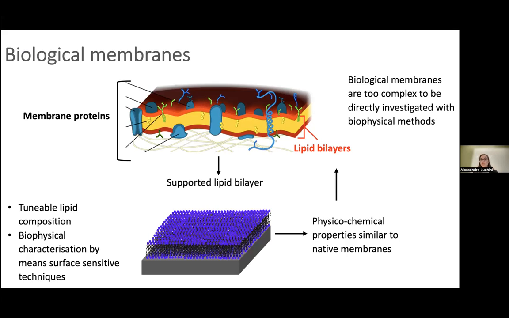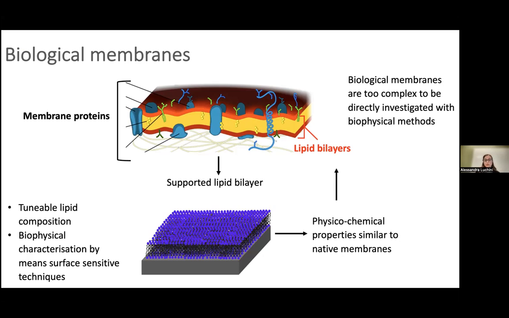This compositional complexity makes it quite difficult to study biological membranes directly as they are in a cell. And there are also quite a lot of complications related to extracting these membranes directly from cells. So what happens is that over the years, simpler model systems have been developed, and supported lipid bilayers are the ones that I'm going to talk about, as they're also perfect candidates for characterization with surface sensitive techniques, and in particular neutron reflectometry.